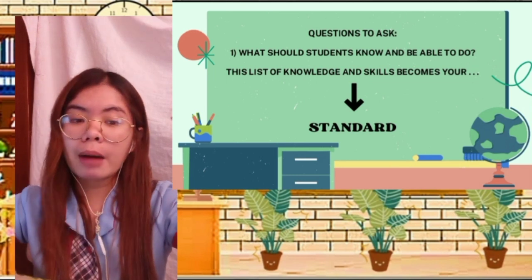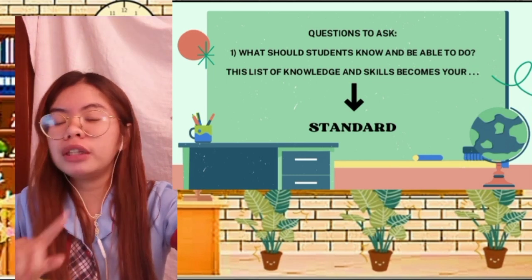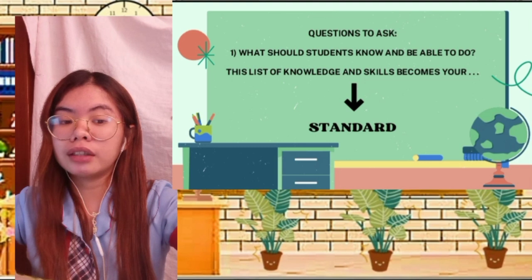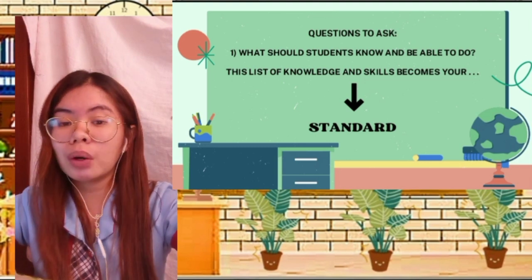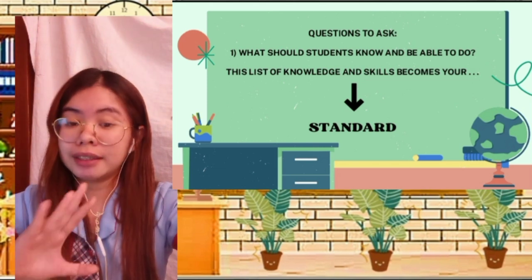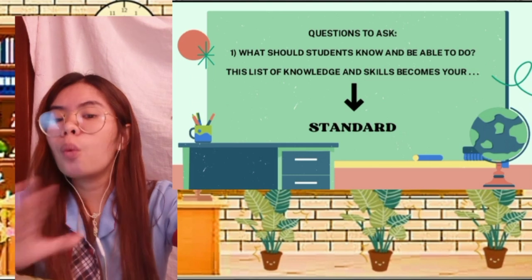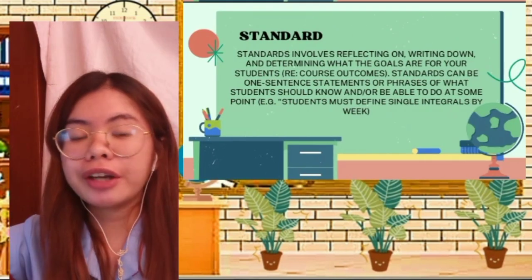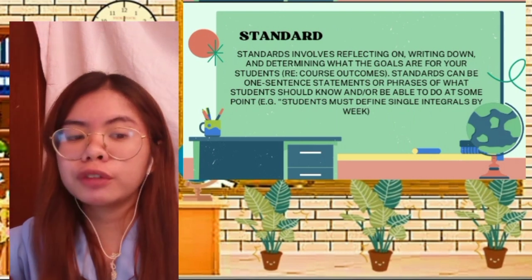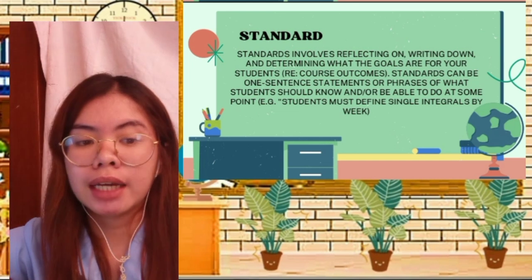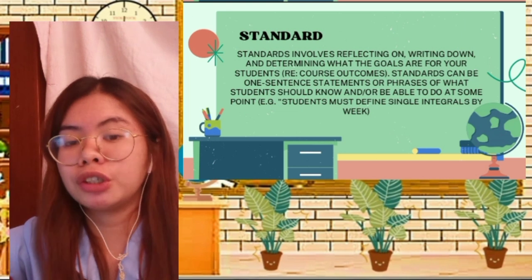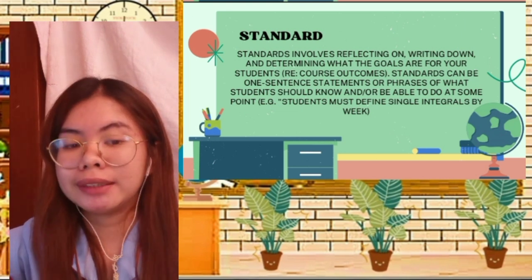So before you come up with the authentic task, you have to list all the knowledge and skills that students must achieve, and those lists of knowledge and skills become your standard. So basically, this is the first step, creating or formulating the standard. So again, what is a standard? A standard involves reflecting on, writing down, and determining what the goals are for your students, for example, learning outcomes. A standard can be one-sentence statements or phrases of what students should know and be able to do at some point.